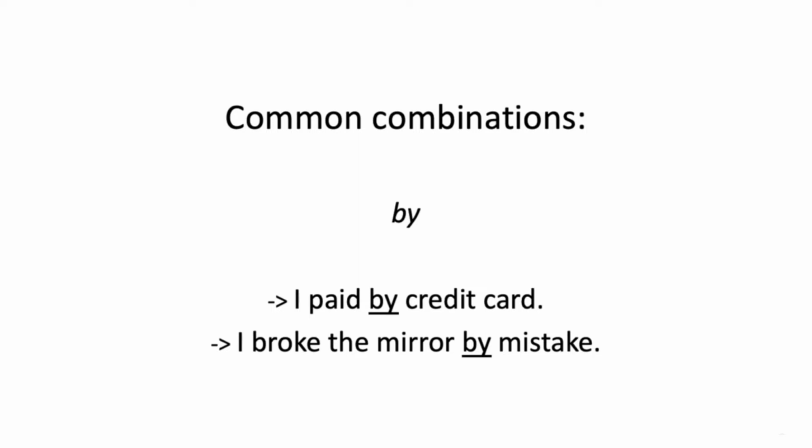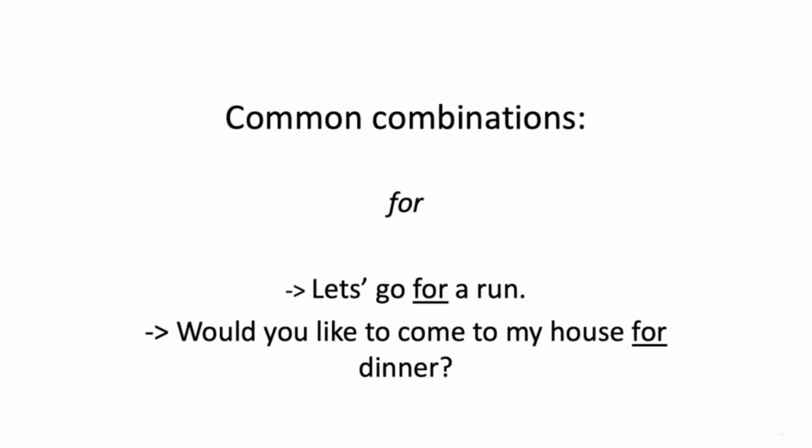By. The preposition by expresses cause and manner. For example, I paid by credit card. I broke the mirror by mistake. For indicates an objective. Let's go for a run. Would you like to come to my house for dinner?